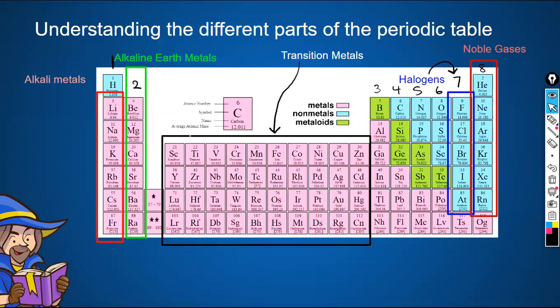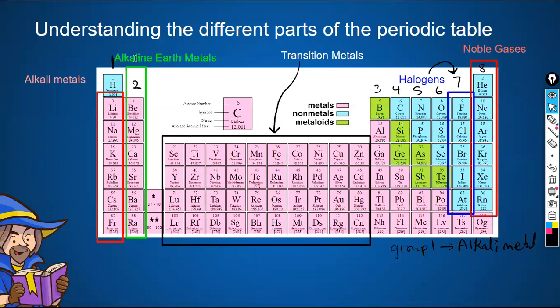So here's what I need for you all to do. And remember, groups go downwards. Make a note. Group 1, make a note like this. Group 1, put alkali metals. And you can do the same thing for group 2. Group 2, write alkaline earth metals. Group 7 is the halogens, and group 8 is the noble gases. It's just a very simple note I'm asking you to make.